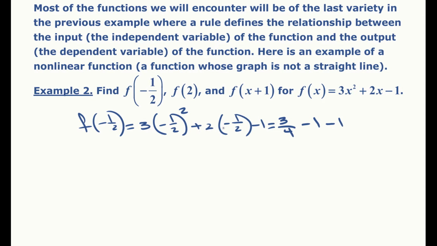This positive 2 times negative 1/2 is where the negative 1 here comes from. And this negative 1 is just the original negative 1 that was in the definition of the function. So here we end up with 3/4 minus 2. And we need a common denominator, so we'll go ahead and write the 2 as 8/4.